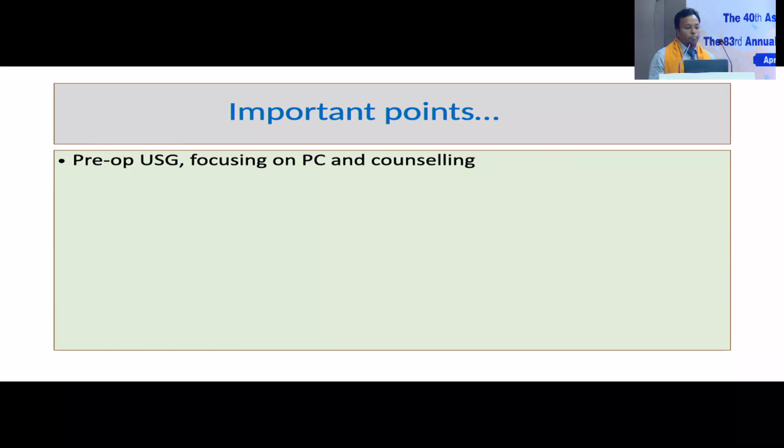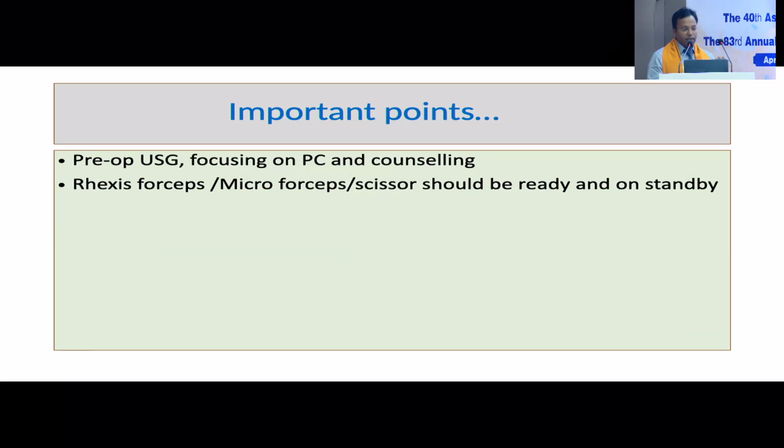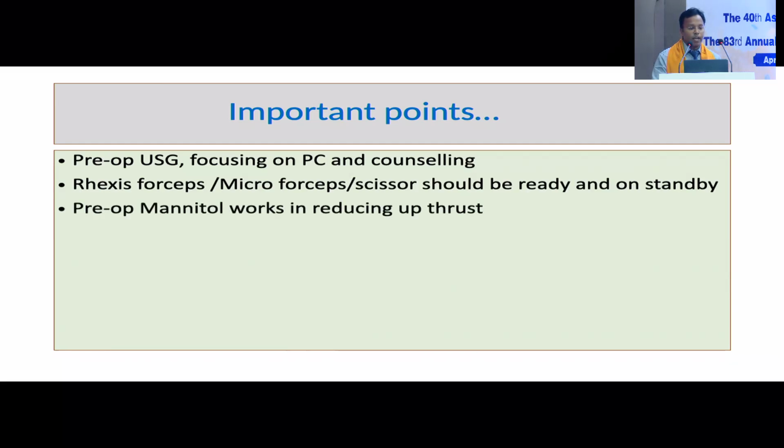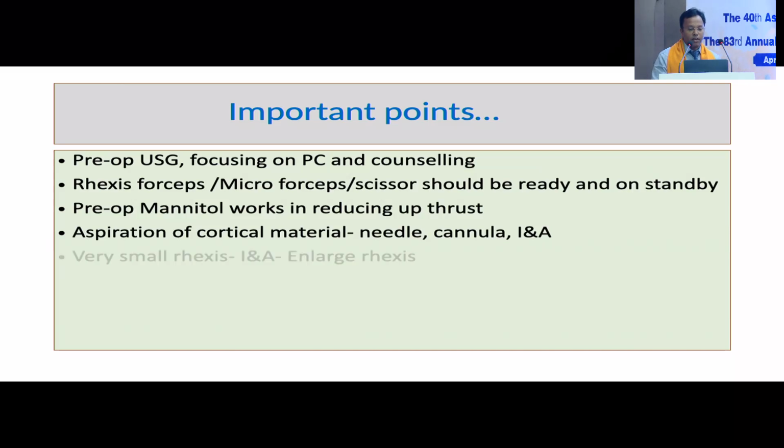So the important points: pre-op ultrasonography focusing on the PC, and counseling. Rhexis forceps, microforceps and scissors should be ready and on standby. Pre-op mannitol works in reducing the upthrust, as in our project. Aspirate the cortical matter by needle cannula or irrigation aspiration. If you make a very small rhexis, do IA after that and you can enlarge the rhexis later.